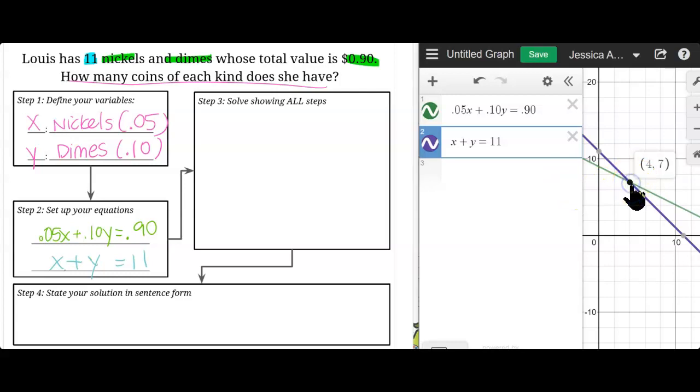And then finding my intersection point, I see that it is 4, 7. So we want each coin, so I know that Louise has 4 nickels and 7 dimes.